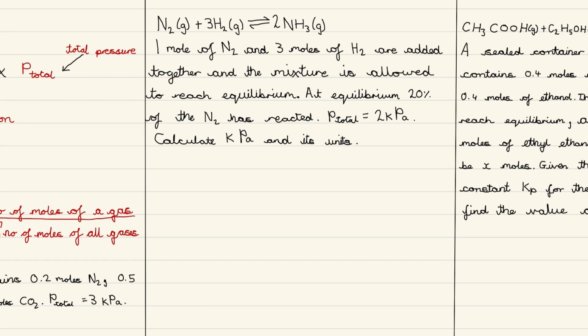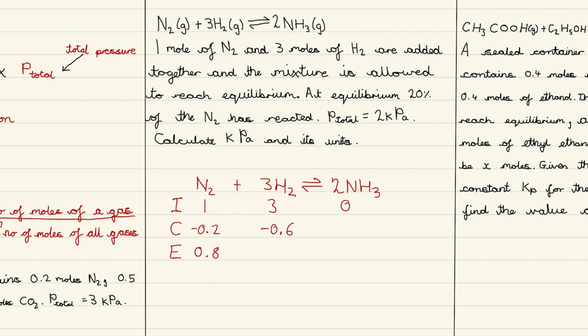Now for this question here I'm going to use an ICE table. So I'm going to rewrite the equation. So my initial moles are 1, 3 and 0. And we're told at equilibrium 20% of the nitrogen has reacted. So we've lost 0.2 moles of nitrogen and we're left with 0.8. That means that 0.6 moles of hydrogen has reacted according to the molar ratio, and 0.4 moles of ammonia has been produced. So then we get our moles at equilibrium.